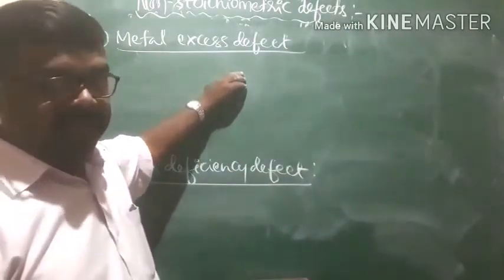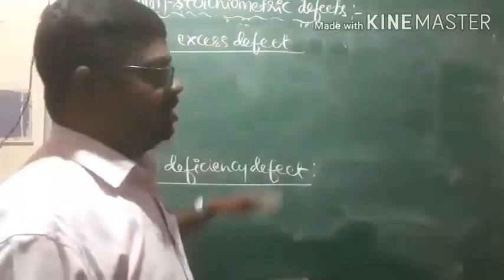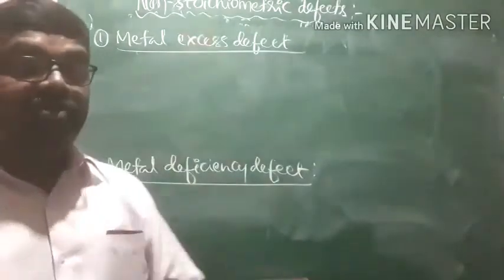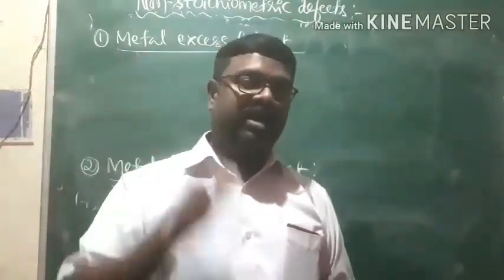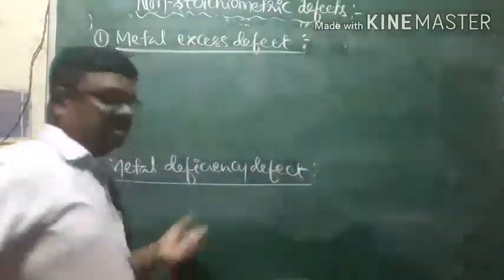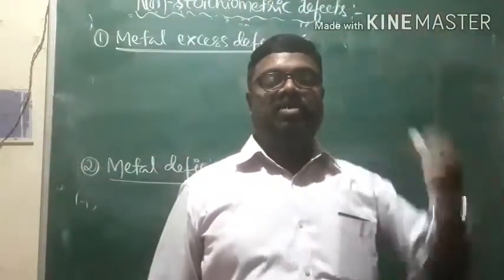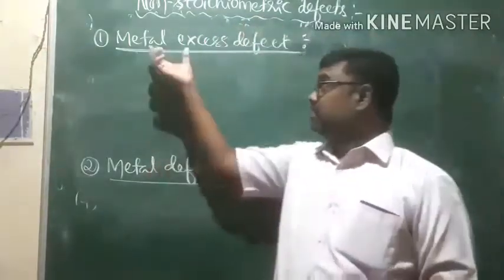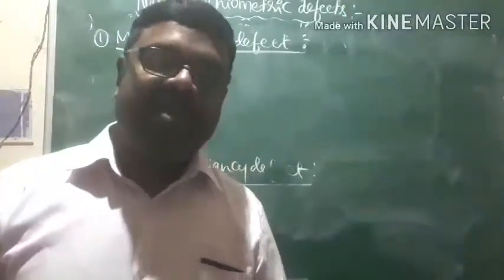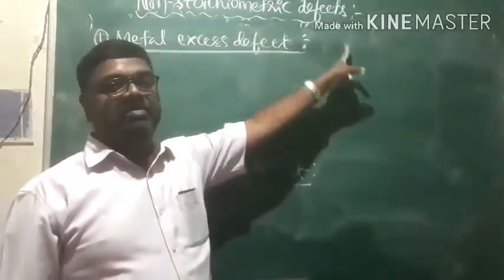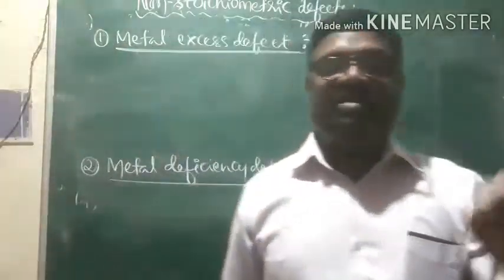That I am going to show you. How can I say that? These two defects are going to change the stoichiometry of the ionic crystal. How are these two defects going to change the ratio of number of cations to anions in an ionic crystal? As far as metal excess defect is concerned, look at this. This defect can be brought about by increasing the number of metal ions in an ionic crystal.